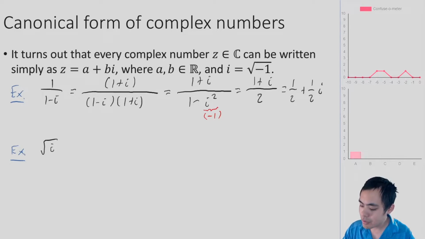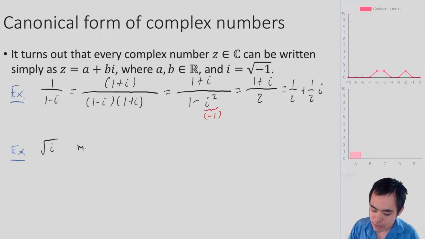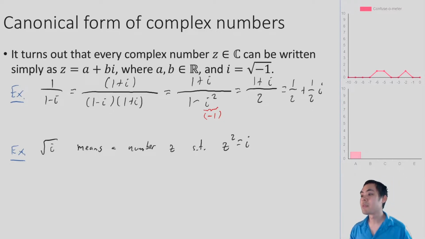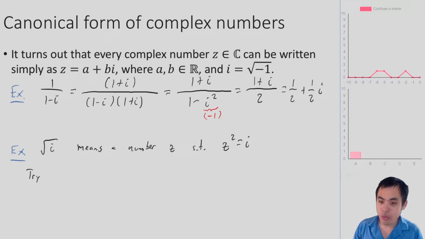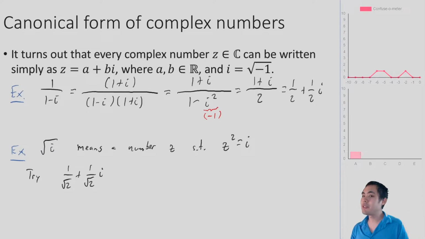Now, what does it mean to take the square root of something? So this means a number z such that z squared is equal to i. Right? That's the definition of a square root. It means that when you take the square root and you square it, you get back the original number. I'm going to try something. I'm going to try 1 divided by the square root of 2 plus 1 divided by the square root of 2 i. So clearly this is a complex number.